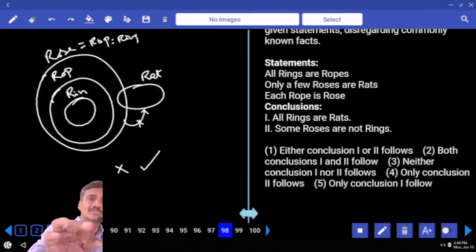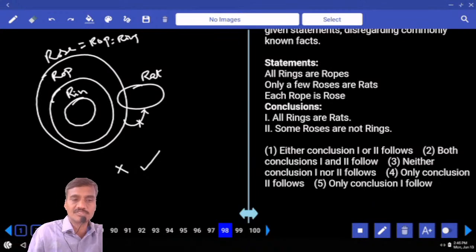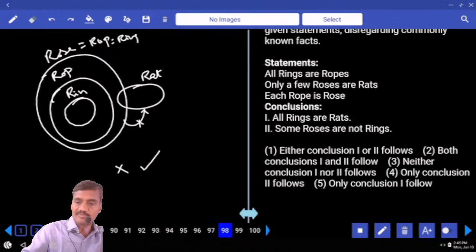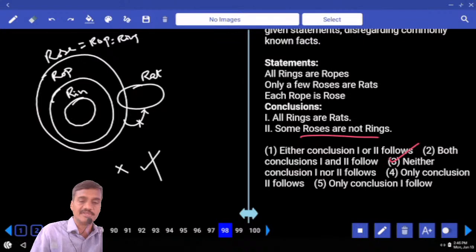మనం క్లాస్లో డిస్కస్ చేసాం కదా క్వశ్చన్ నెంబర్ 65. All roses or rings are equals to rope. Then what happens here? All roses are rings is true. Alternate diagram true, previous conclusion false. And so neither one nor two. And what is your answer here? Neither one nor two. Choice 3, question number 98.